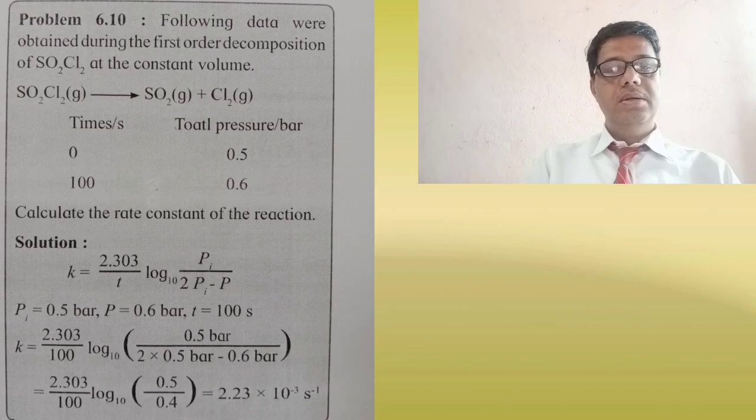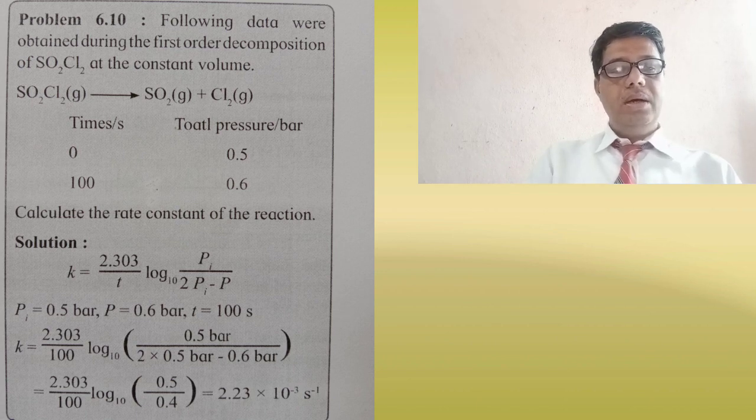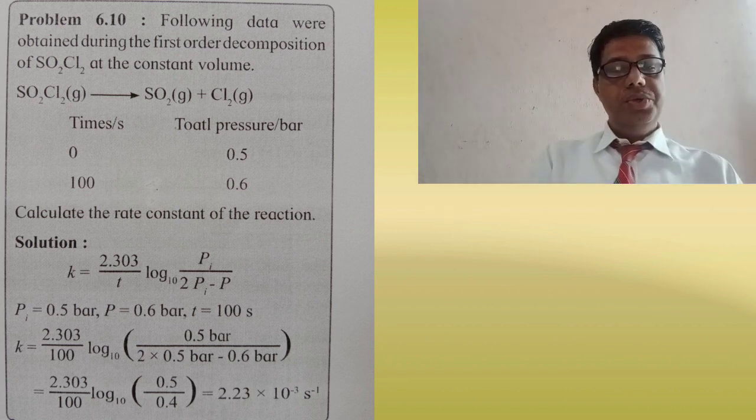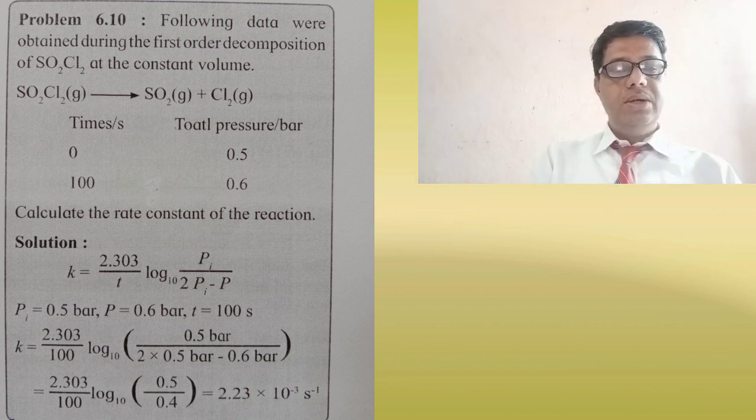problem number 6.10. The following data were obtained during the first order decomposition of SO2Cl2 at constant volume. SO2Cl2 gas gives SO2 gas plus Cl2, sulfur dioxide and chlorine gas. The time is given in seconds: at time 0, the pressure is 0.5 bar, and after time t, that is after 100 seconds, it becomes 0.6 bar. Calculate the rate constant of the reaction.